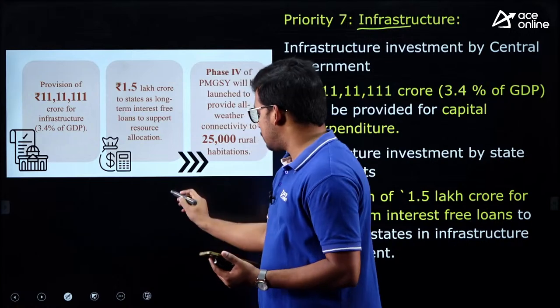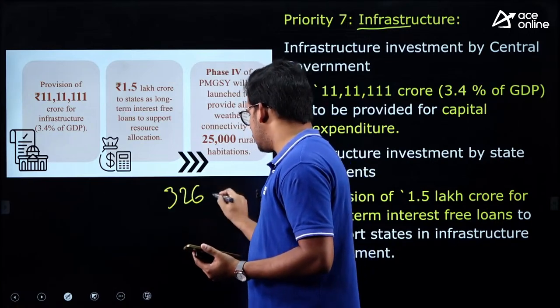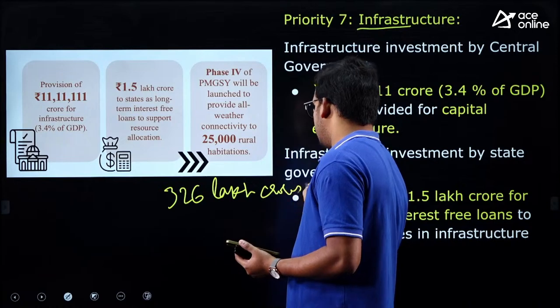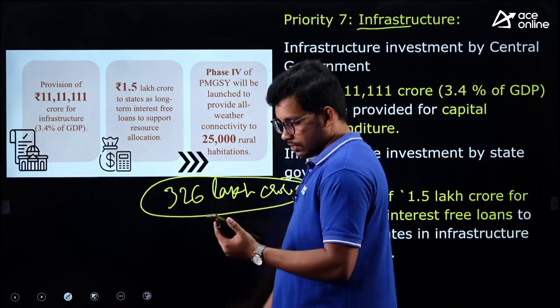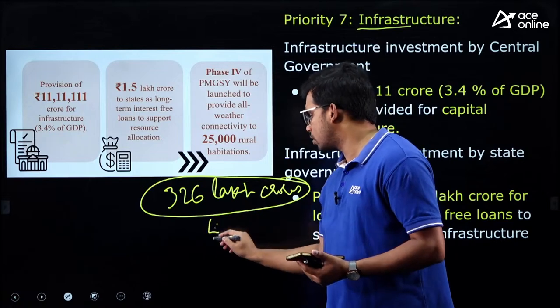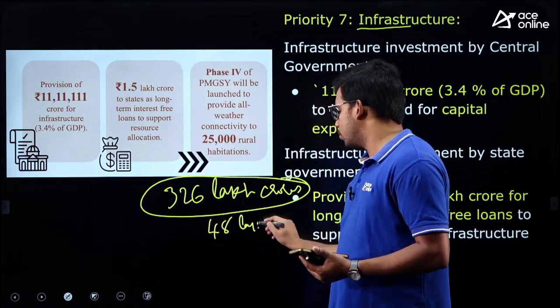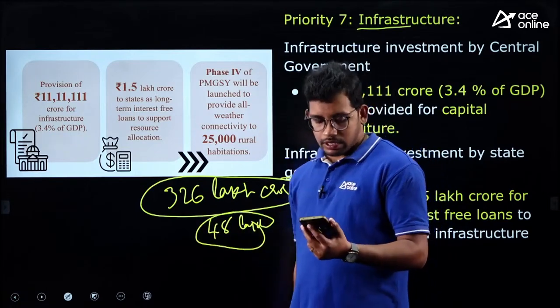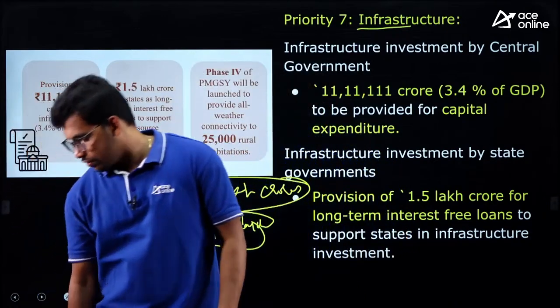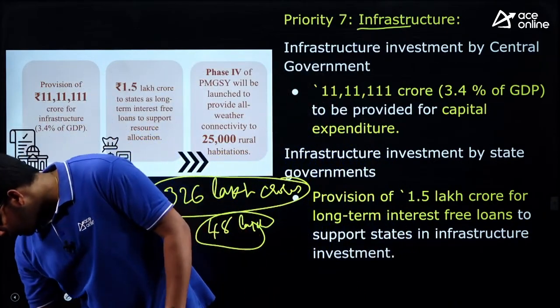We discussed at the beginning, it is 326 lakh crore, our total GDP, right. I asked you to remember it. And what is our total budget? 48 lakh crore, right. This is what the government has planned to invest. So we have discussed this, correct Srinath?